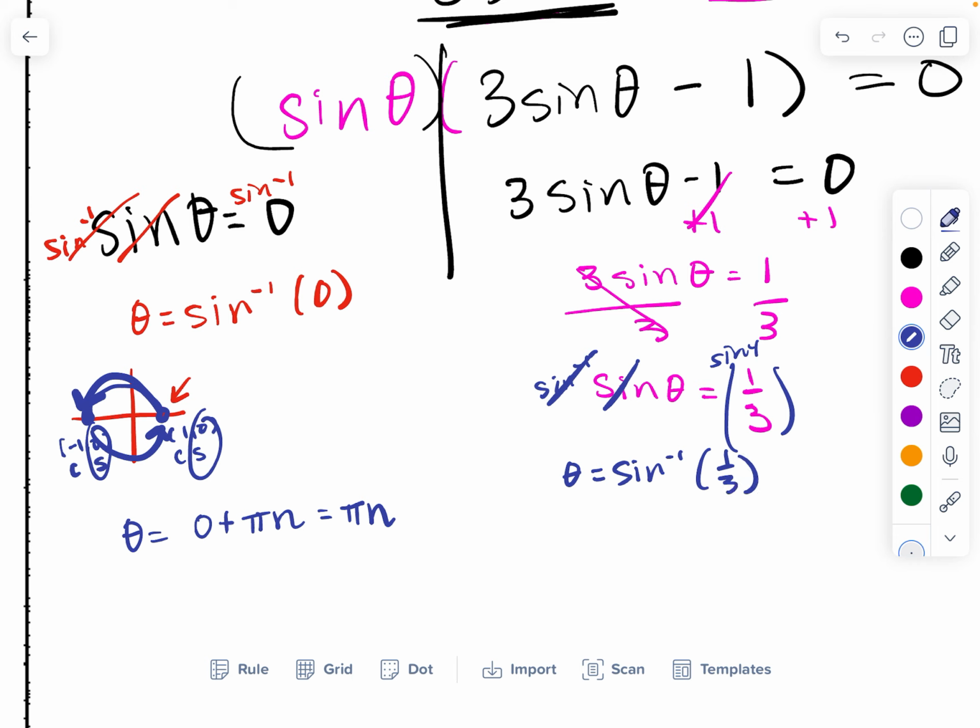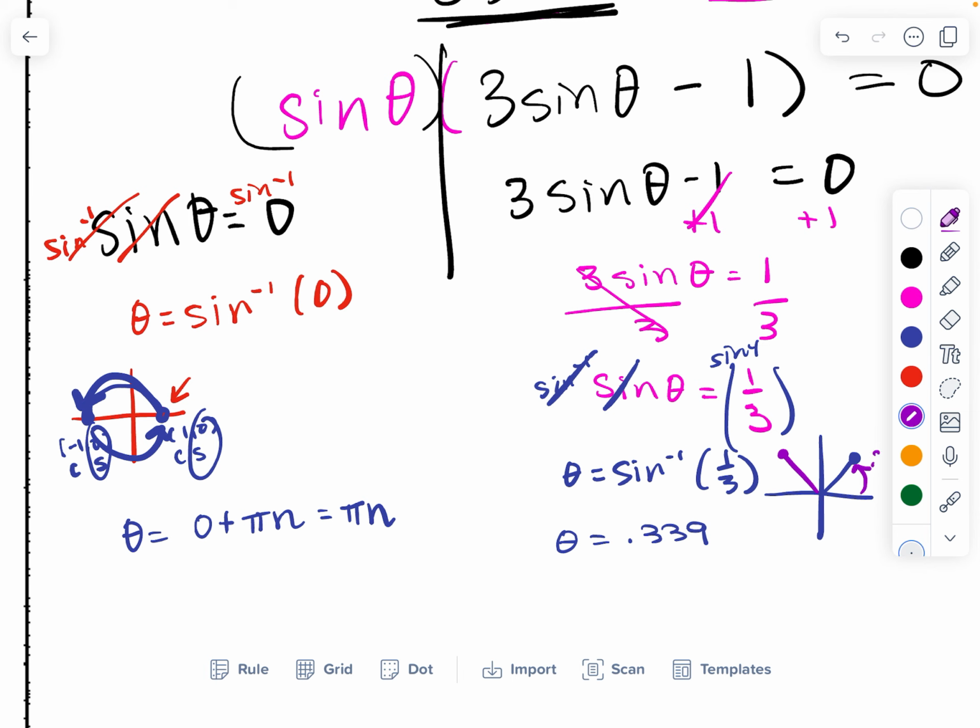Keep in mind, we're looking for every value forever. If I plug this into my calculator, I get theta equals 0.339. Let's go ahead and sketch what this looks like. I know 0.339 is right here. That's where sine is positive. I also know that sine is positive here.